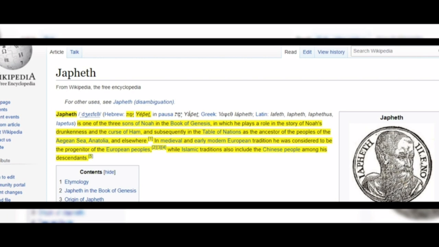Japheth. Japheth is one of the three sons of Noah in the book of Genesis, in which he plays a role in the story of Noah's drunkenness and the curse of Ham, and subsequently in the Table of Nations as the ancestor of the peoples of the Aegean Sea, Greece, Anatolia, Turkey, and elsewhere, Europe. In medieval and early modern European tradition, he was considered to be the progenitor of the European peoples. Islamic tradition also includes the Chinese people among his descendants, because Japheth spread from Europe to Southeast Asia, including China and the islands of the Pacific.